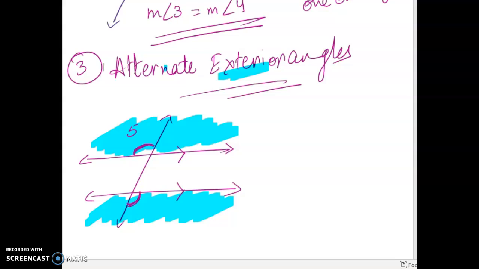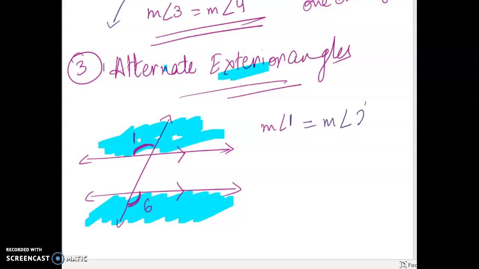Let's label it as 5 and 6. So measurement of angle, okay, let's label it angle 1 only because we labeled that as angle 1 earlier. So angle 1 is equal to measurement of angle 6, because alternate exterior angles, they are also equal.